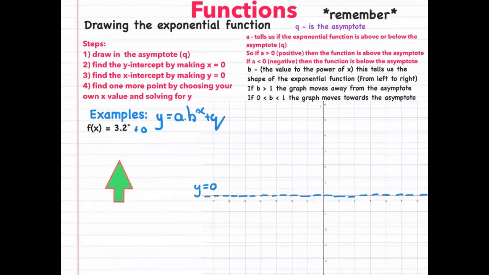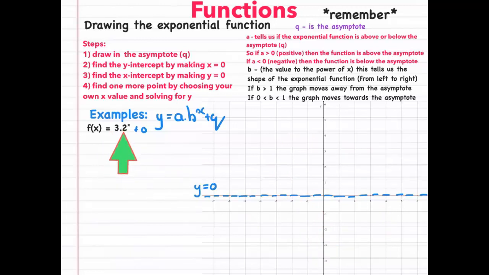Okay, now here we go. So now I first look at the 3. The 3 is my a. What does a tell me? If a is greater than 0, in other words, if a is positive, my exponential function will be above the asymptote. So it will be drawn here and not at the bottom. Okay, so great. Now I already know that.